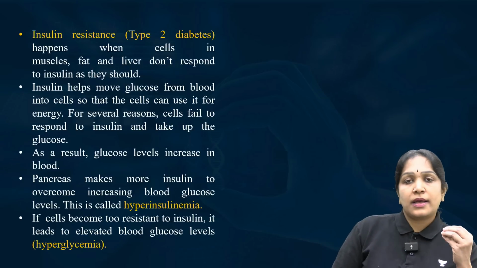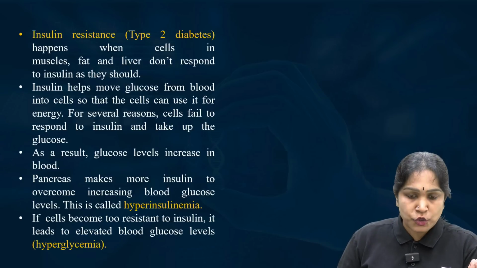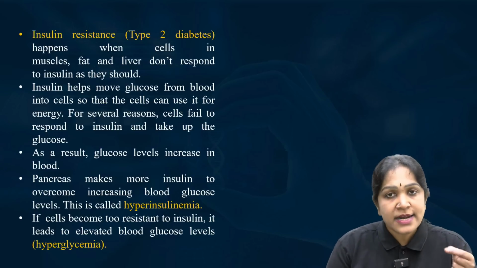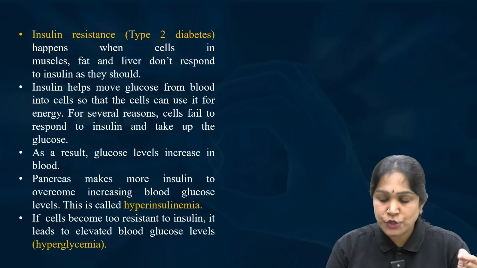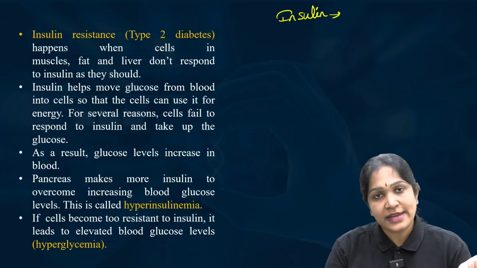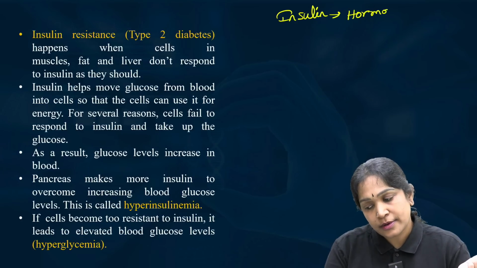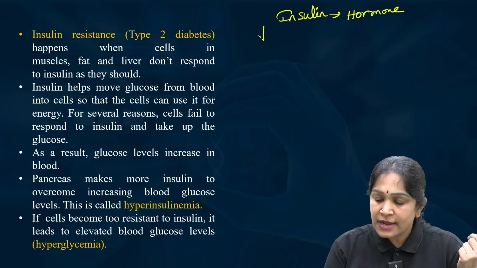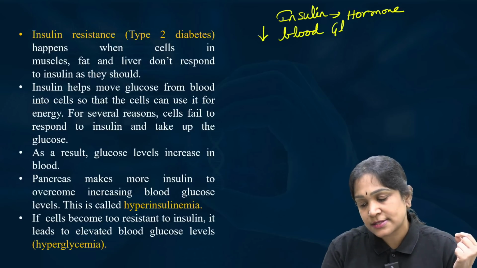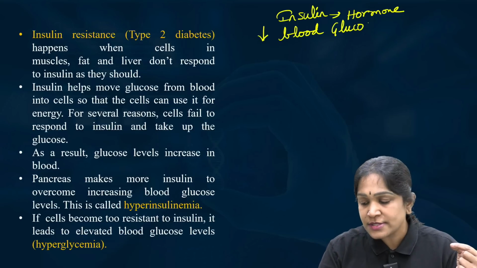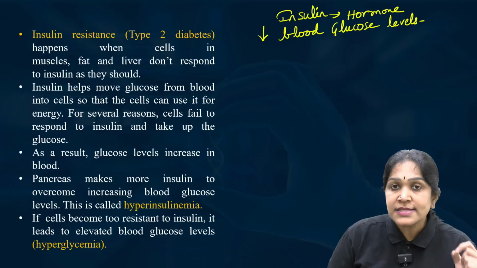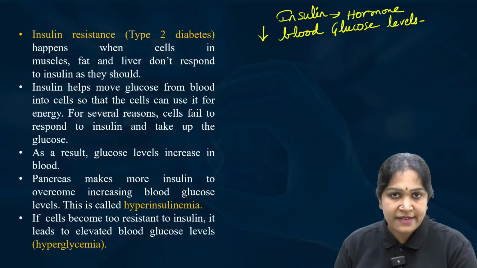Now, after understanding the types of sugars, let us see insulin resistance. To understand insulin resistance, firstly we should know what insulin is. Insulin is a hormone. What is its duty? Its duty is to decrease, to reduce the blood glucose levels. Then, how does insulin reduce the blood glucose levels?